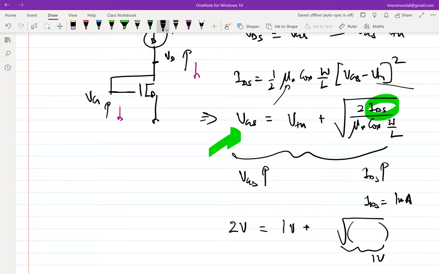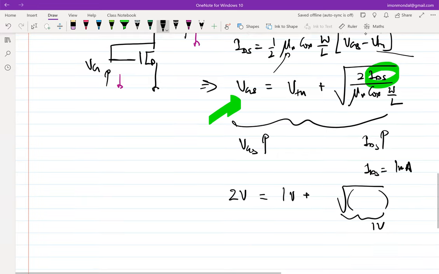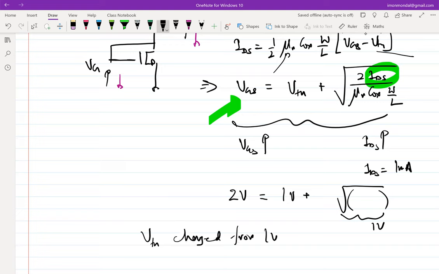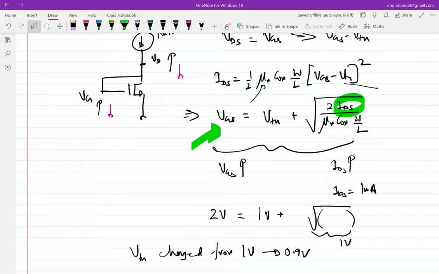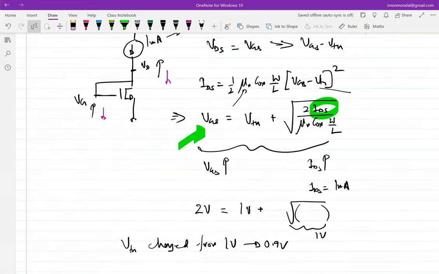I take my word back. Let's assume that the threshold voltage changed from 1 volt to 0.9 volt. So let's say VTH changed from 1 volt to 0.9 volt. What will happen to this circuit? VGS will change, right? VGS will automatically adjust itself, correct?